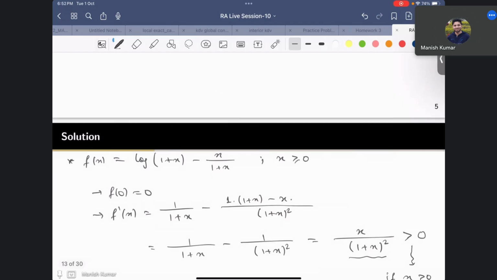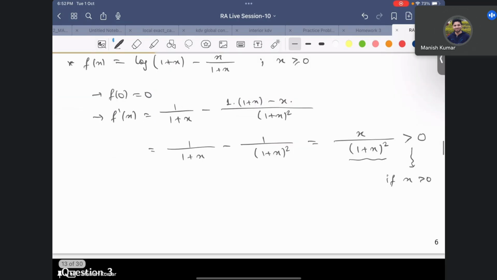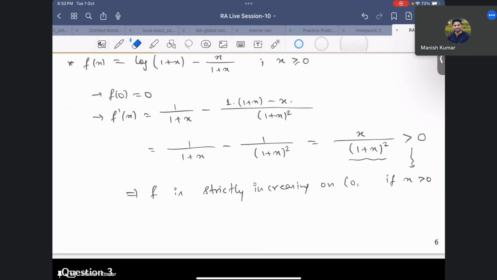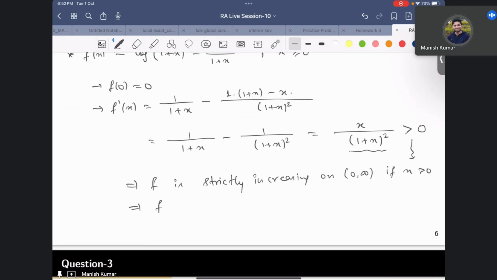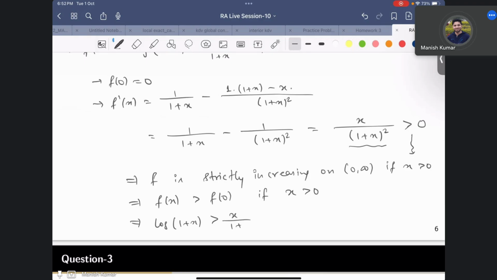So for x strictly greater than 0, my derivative is greater than 0. So this would imply that f is strictly increasing on 0 comma infinity, correct? And this would mean that f of x is greater than f of 0 if x is greater than 0. And this will tell you that, because f of 0 is 0, log of 1 plus x is greater than x upon 1 plus x for x greater than 0.